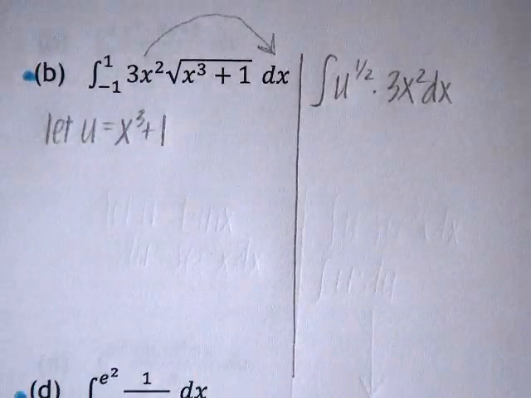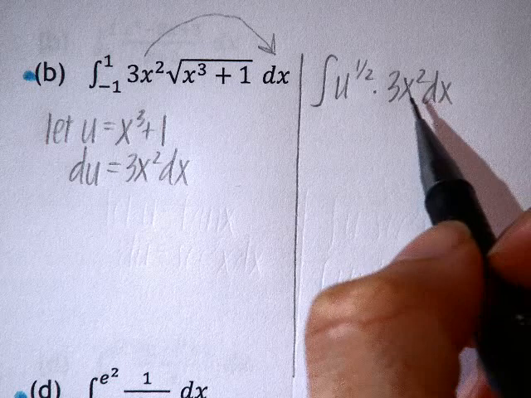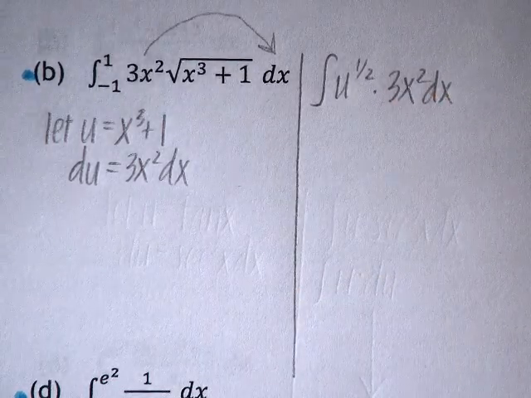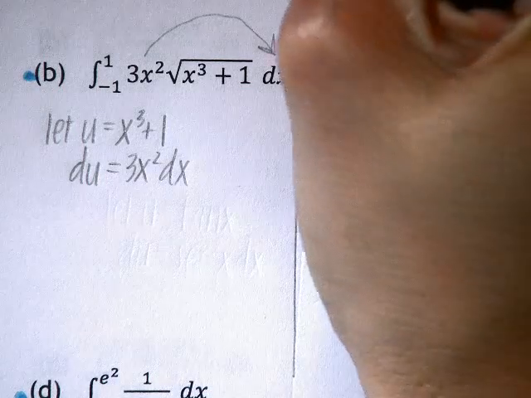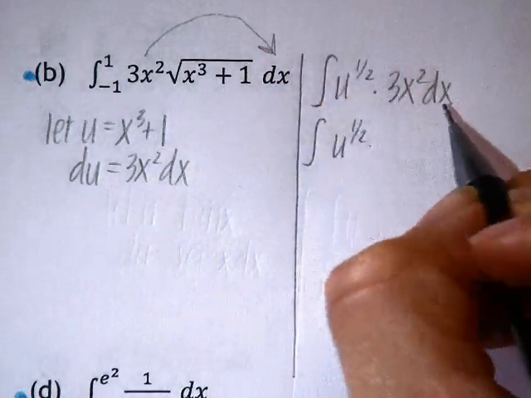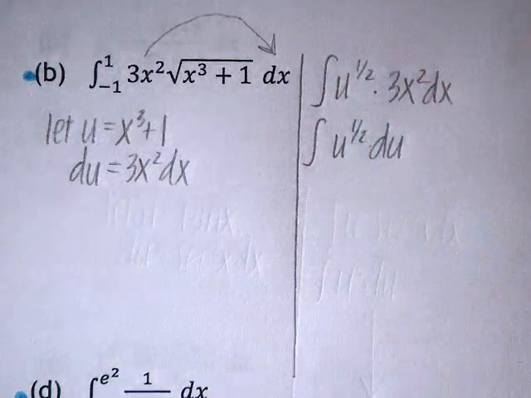So back to my side work for a second. I have du equals 3x squared dx for the derivative. Sure enough, that's exactly what I needed for my substitution. I don't even have to move the constant, which is really, really convenient. So in terms of substitutions now, I have u to the 1/2. 3x squared dx replaces with du. And it looks like we're in pretty good shape.